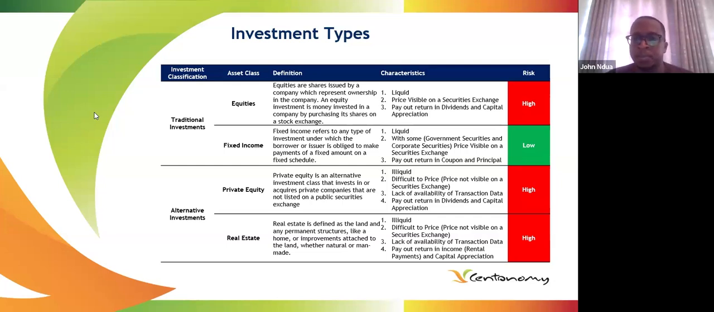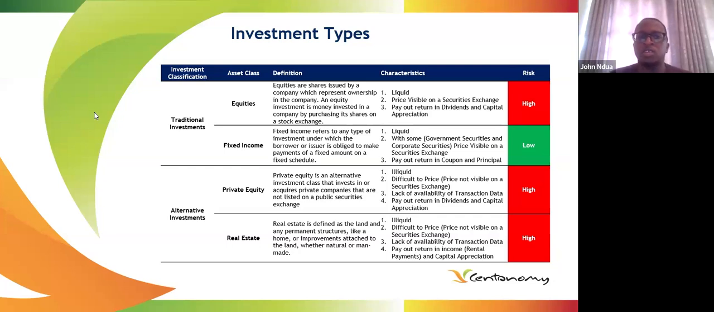Number three, since it's an investment, it pays out returns in two major ways. It pays out returns in dividends and in capital appreciation. Dividends, remember, is a share of the profit I spoke about earlier, and capital appreciation is the increase in the price of the share. Let's say you bought the share at 20 and now it's at 30. That increase is known as capital appreciation.